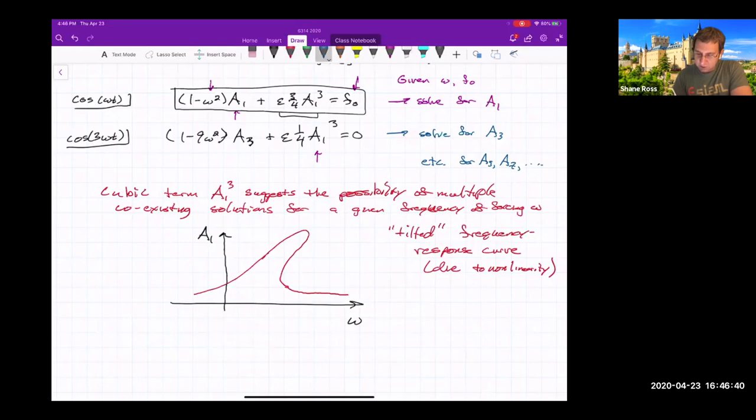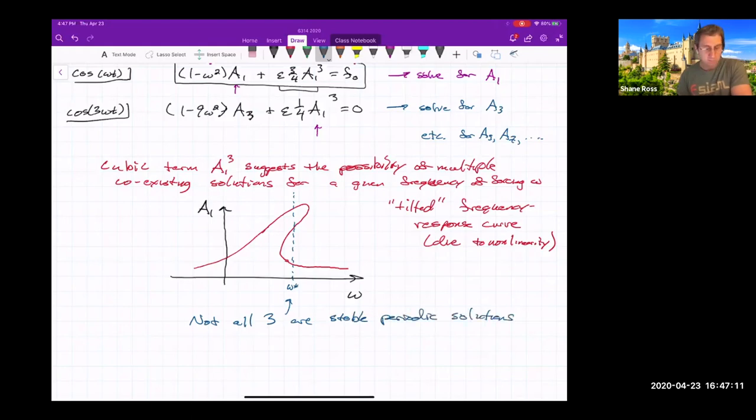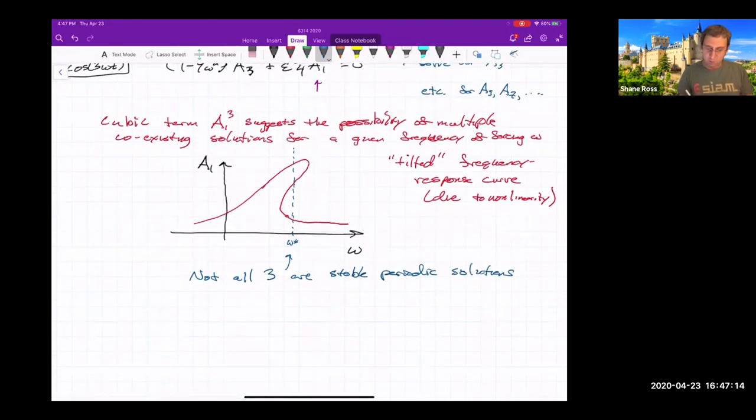So that means for some frequency, like this frequency here, there's no one unique response that the system will have. It might have one of three responses. But I will tell you, even for cases like that, not all three are stable periodic solutions. So we'll have to talk about what happens next time.